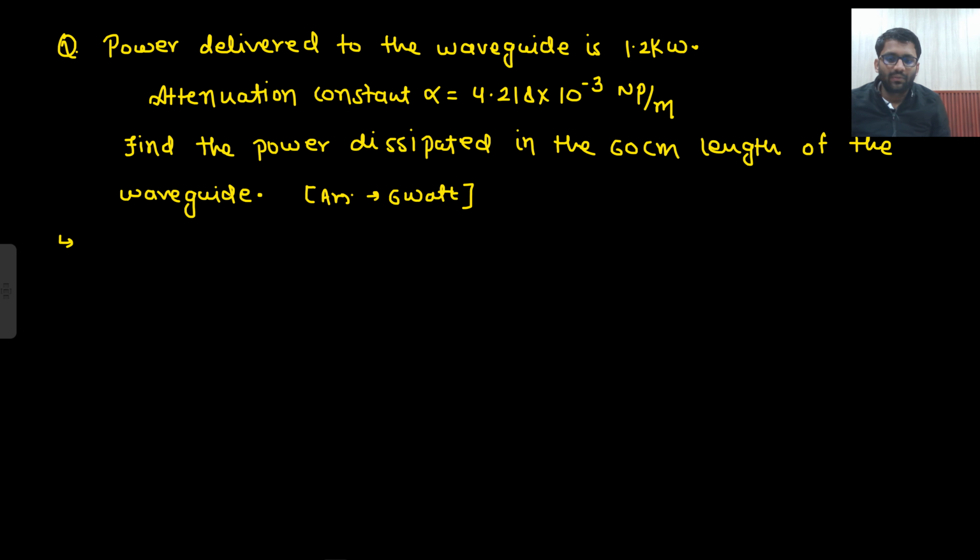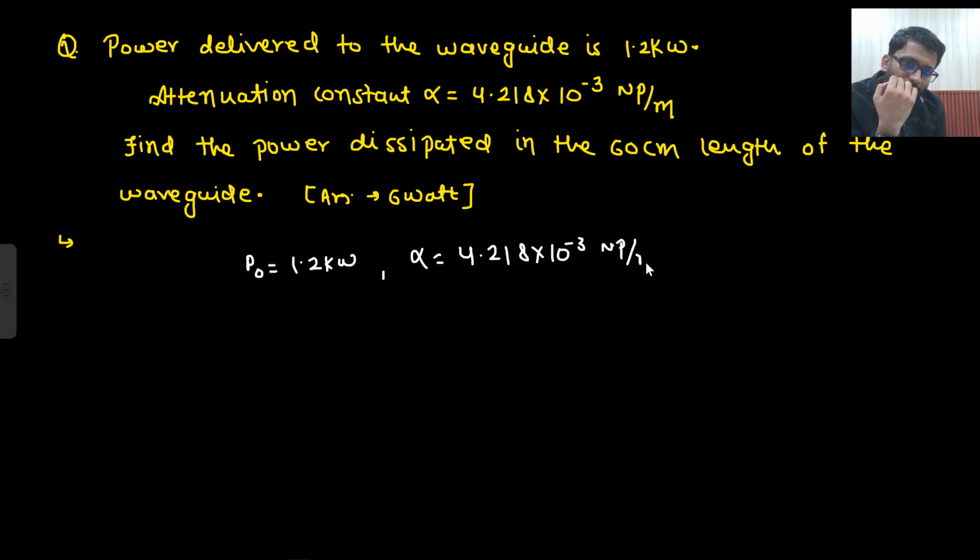Okay, let's solve a question now. The power delivered to the waveguide is 1.2 kilowatt. So the power that came in is 1.2 kilowatt. The attenuation constant is given as 4.128 into 10 to the power minus 3 Neper per meter. Find the power dissipated in a 60 centimeter length of the waveguide. So what was the power that entered? That was 1.2 kilowatt. And at distance z, how much power will you be left with?